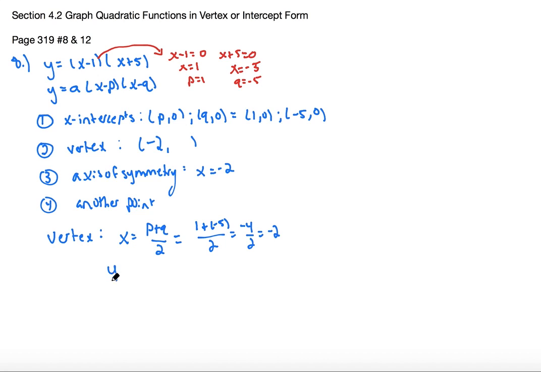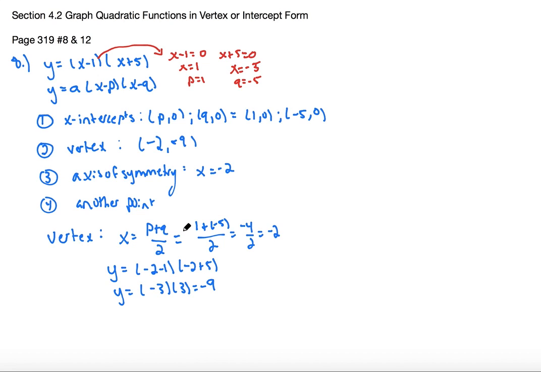To find the y-coordinate, we simply substitute that back into our original equation. So we have y equals negative 2 minus 1 times negative 2 plus 5. So substituting that in and simplifying, we have y equals negative 3 times 3, and that's where we get negative 9. And that is our y-coordinate.